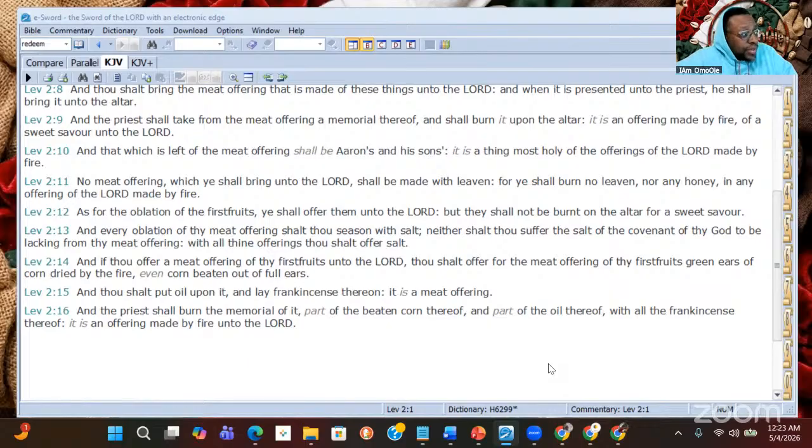As for the oblation of the first fruits, which is its own festival, its own offering, the first fruits is the first harvest of the crops that are planted. You shall offer them unto Jehovah, but they shall not be burnt on the altar for a sweet savor. And every oblation of thy meat offering shalt thou season with salt, neither shalt thou suffer the salt of the covenant of thy Elohim to be lacking from thy meat offering. With all thine offerings thou shalt offer salt.